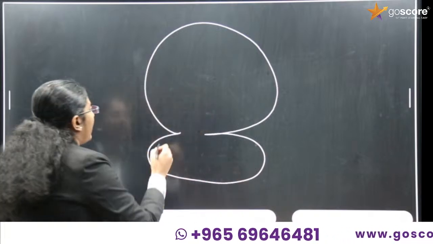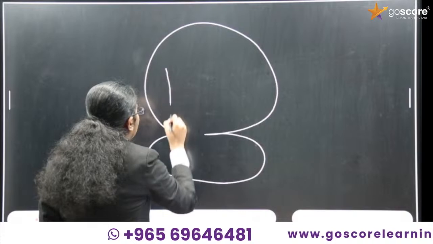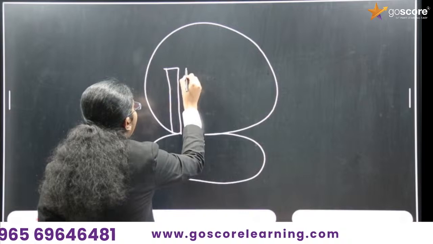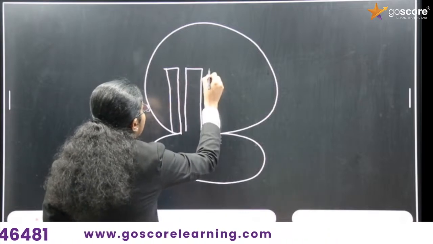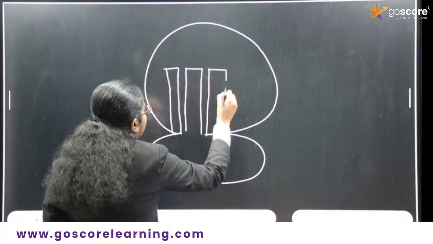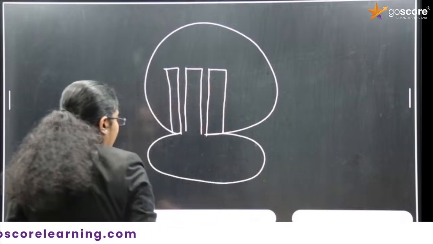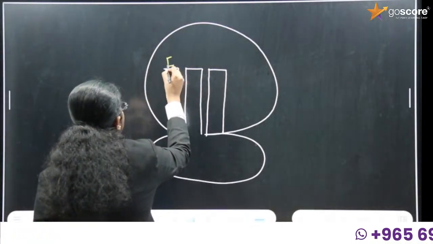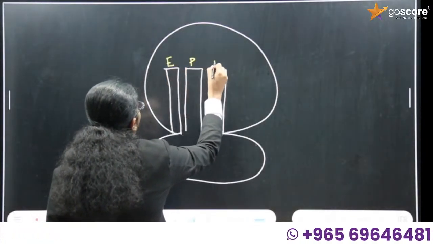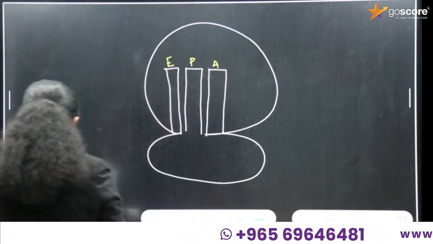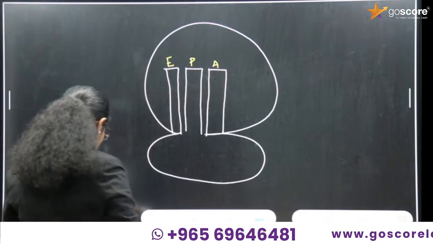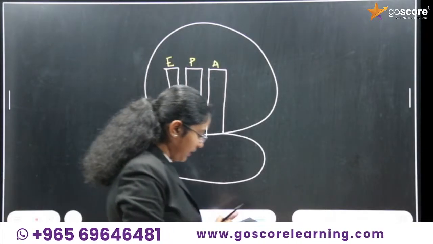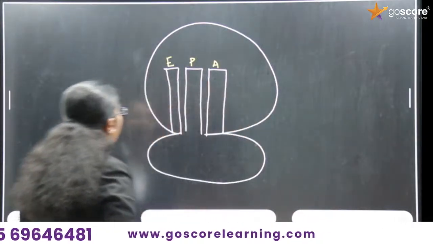We can say there is the E site, then you can find the P site, then the A site. So the different sites are the E site, P site and A site. What is the speciality of the E site, P site and A site? Can you comment in the comment box?